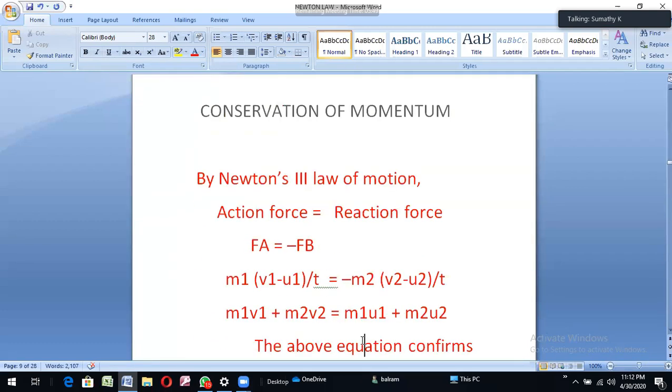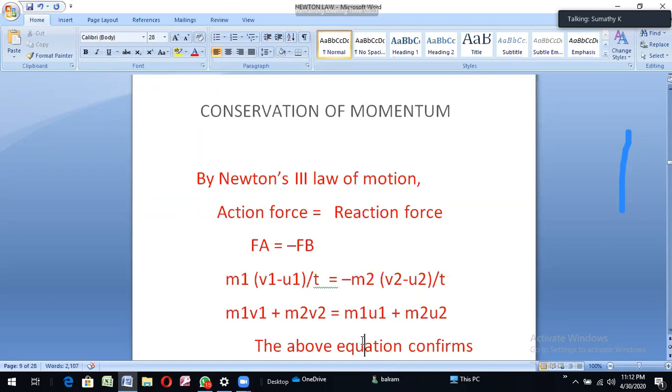What is the conservation of momentum? Already we know A and B. M1 is the mass of A, M2 is the mass of B. Next, what is the initial velocity and final velocity? U1 and U2 are the initial velocities, V1 and V2 are the final velocities.